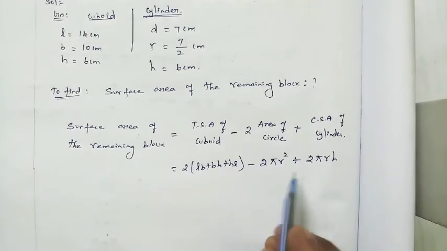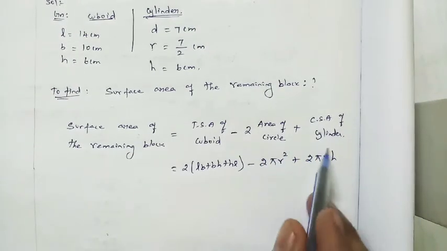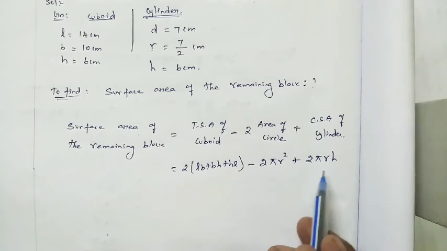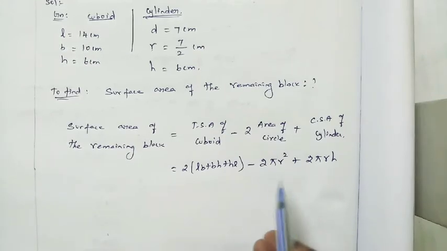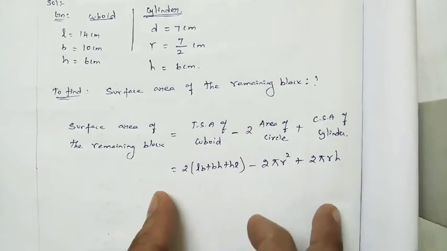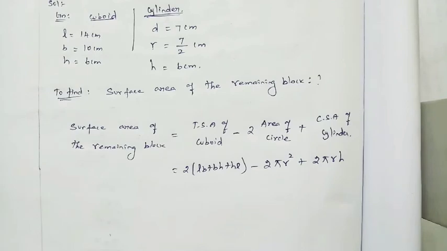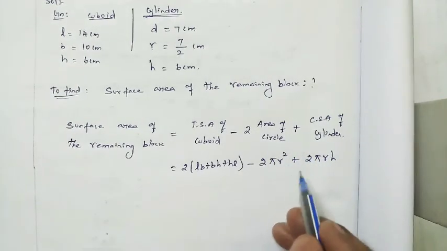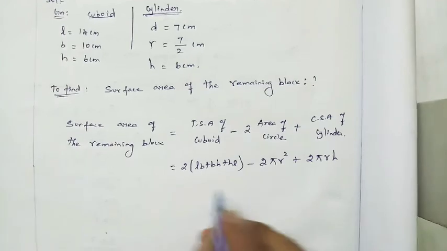Which method shall I go, ma? See, in the second term and third term, there is a common term, 2 pi r. We can simplify and write it. Otherwise, you can simplify directly, whatever it may be. First simplify the formula, after that you can substitute the values and simplify. I am just doing it directly.